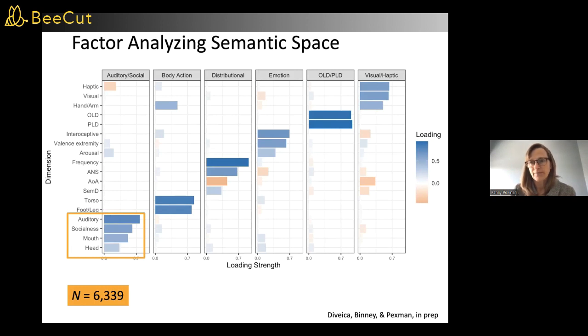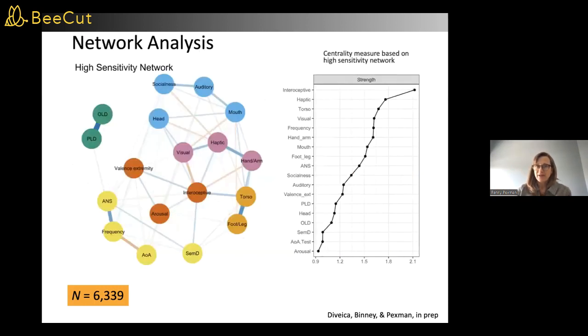And last, we have a network analysis, which is a different approach to the factor analysis data, a high sensitivity network. It's just a different way of characterizing. The size of the links between the different predictors in each factor gives you a sense of strength of association. And the color tells you something about the directionality.